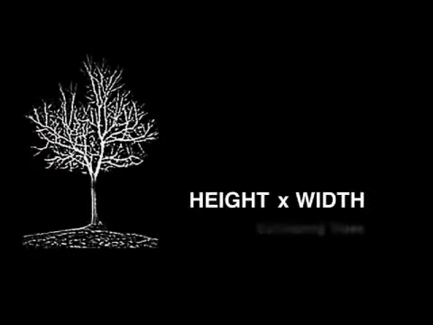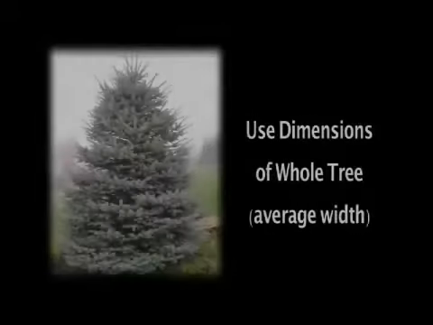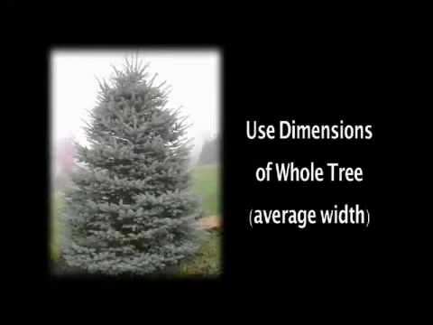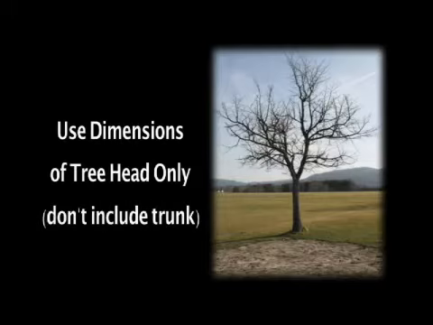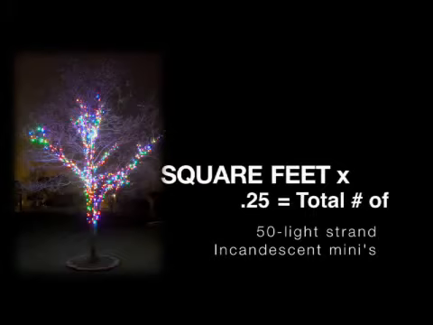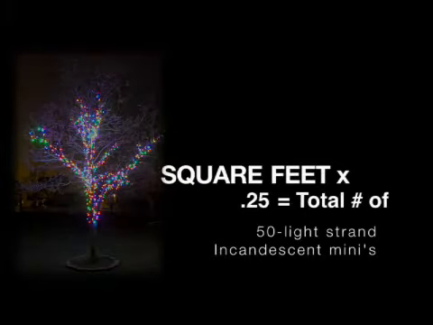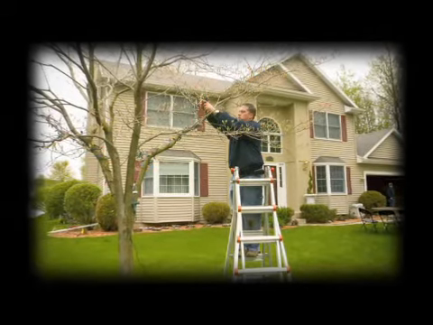The formula is this: you take the height and the width of the tree to get the square footage. On a spruce tree, it's the dimensions of the whole tree using an average width, and on a deciduous tree, it's the height and width of just the head of the tree. Don't include the trunk in your calculation. After you determine the square footage, multiply that number by 0.25, and that will tell you how many strands of 50 light count minis you will need to properly branch wrap the tree.